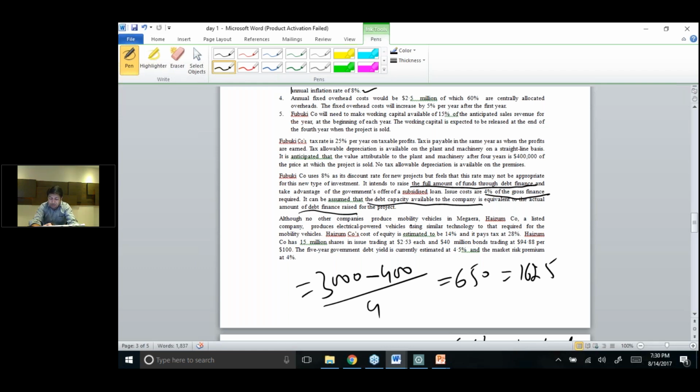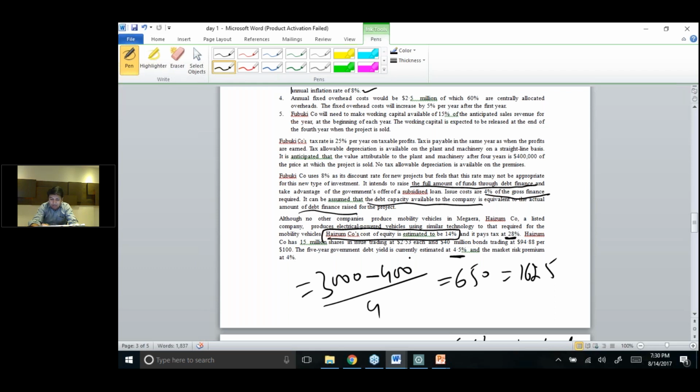Although no other companies produce the same mobility vehicle, there is another company, ACCA, which has a cost of equity. Cost of equity is given, beta is not given. This company is paying 28% tax. Company has 15 million shares trading at 2.53 and 40 million bonds trading at 94.88 per $100. And currently the government debt rate, risk-free rate is 4.5, premium rate is 4%.